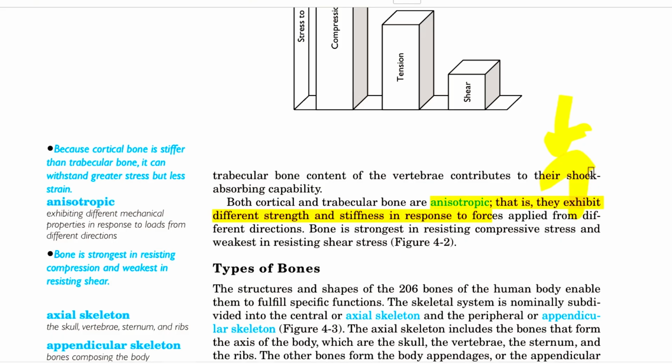So the summary for all is: cortical bone is hard, dense, strong, and found in the shafts of long bones, and trabecular bone, as we have discussed, is spongy, absorbs shocks, and is found in the vertebra. Bones are anisotropic, so stronger in compression and weaker in shear.